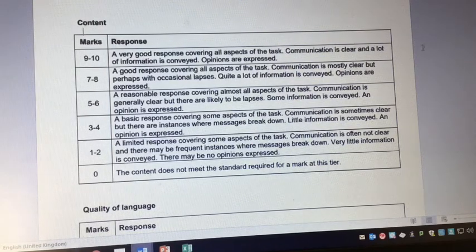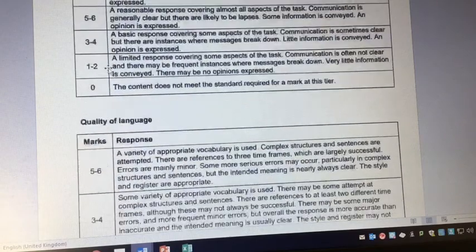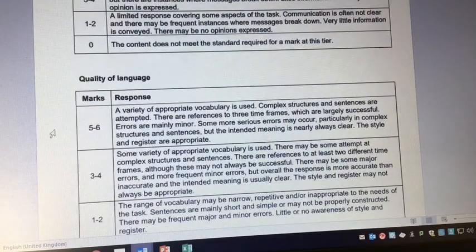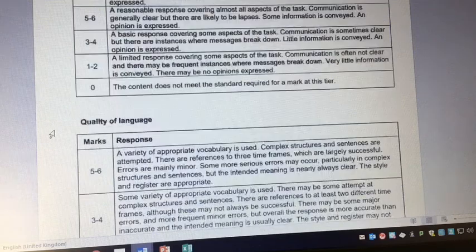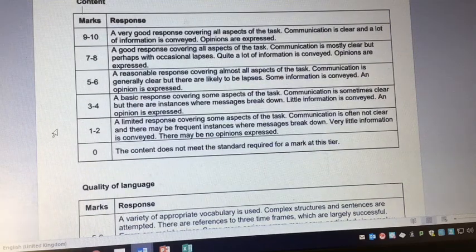As you know, there are up to 10 marks for content, and in the second half here there are up to 6 marks for quality of language. So if we start off with content, we're going to start top down because, to be honest, if you look down here at 0, this is a hopeless answer and none of you are in that category. So that's nice and easy to ignore. So starting at the top, you need to cover all aspects of the task. There are 4 bullet points, so you need to make sure you cover all 4 of those.